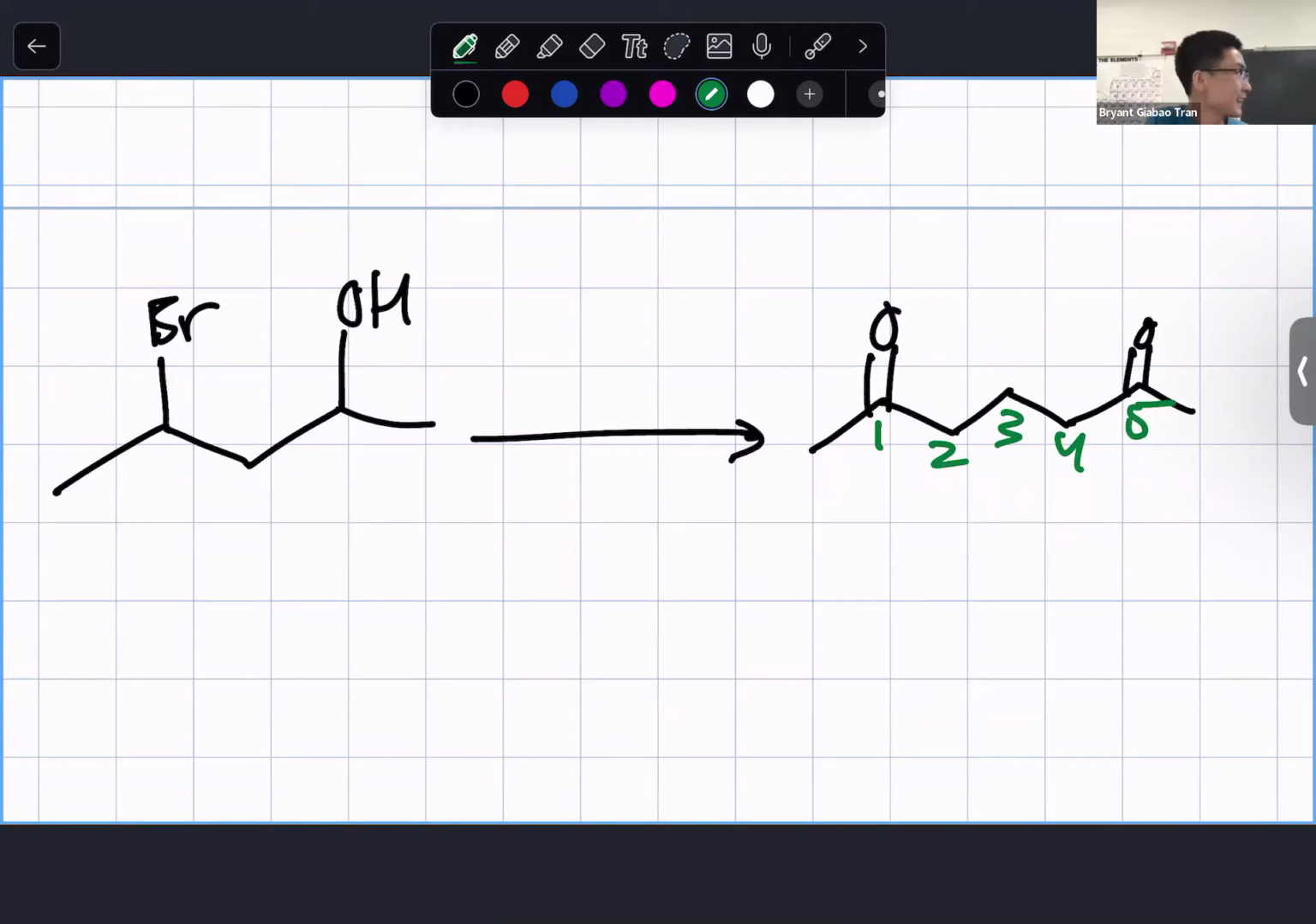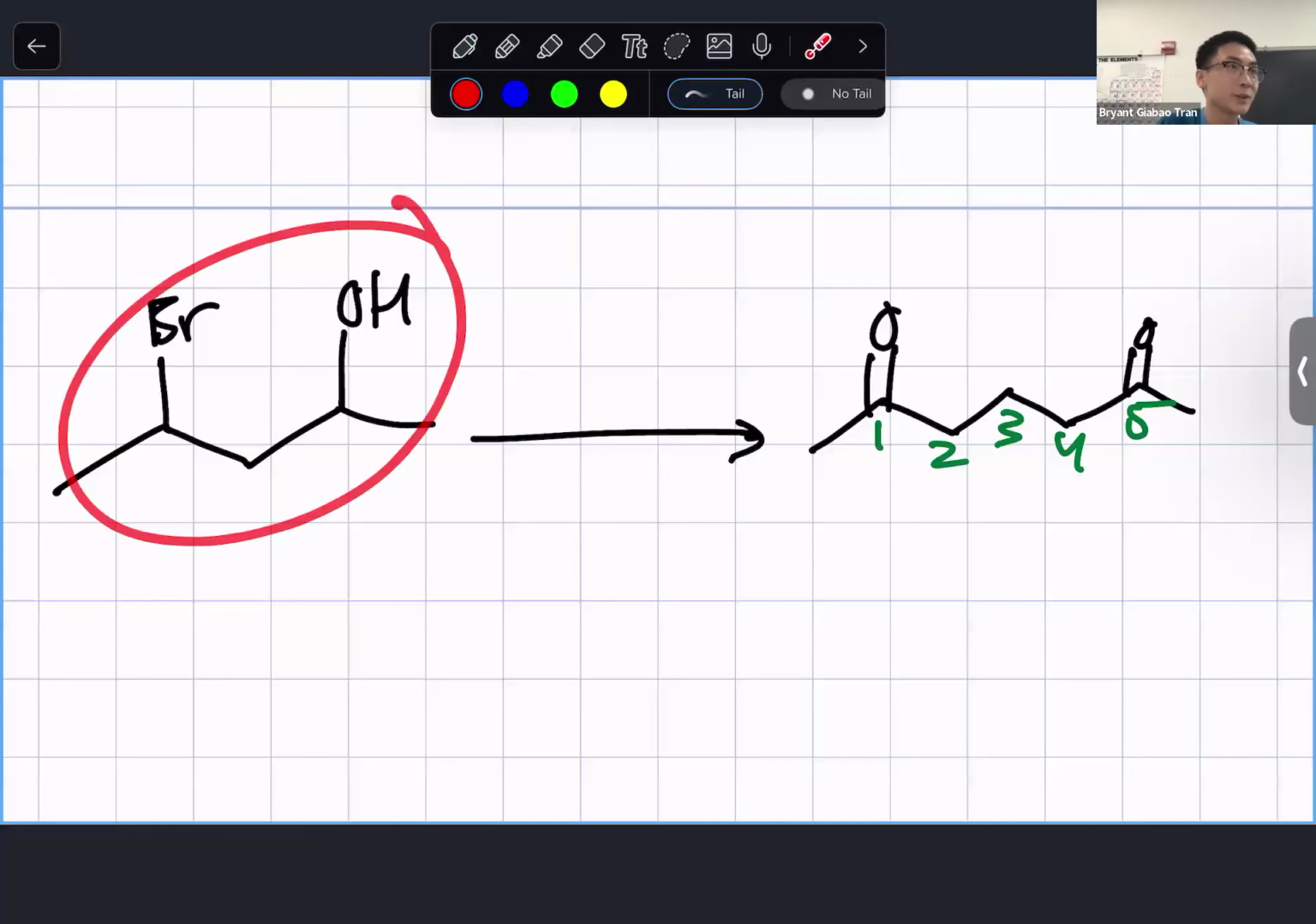And for Michael addition, what is our nucleophile? What is our electrophile? The enolate is the nucleophile, which can come from an aldehyde or a ketone. And then the electrophile is an enone, an alpha, beta unsaturated carbonyl.